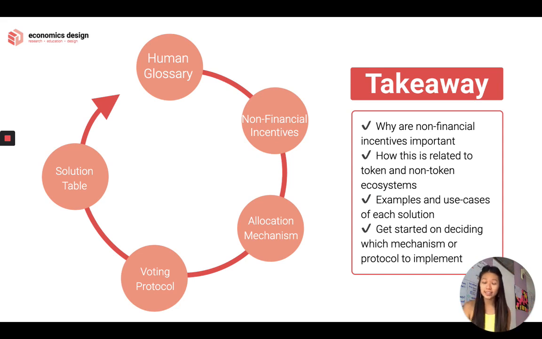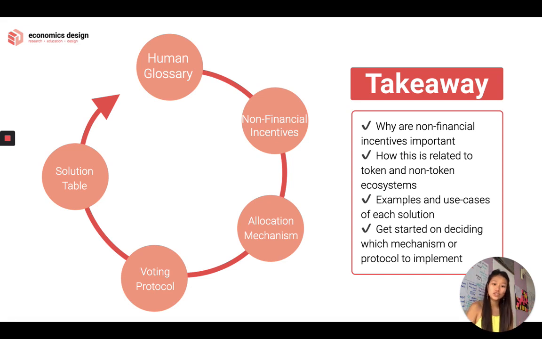So let's get started. Today this is the session that we're going to be talking about. We're going to start with a human glossary. Then we're going to move on to understanding what non-financial incentives are. Then we're going to start with allocation mechanism, which is the automated part of the system design. And then we have voting mechanism or voting protocol, which is the non-automated part. And I'm going to summarize them in a little summary solution table where you have the problems, and the possible solutions that you can implement to solve that.